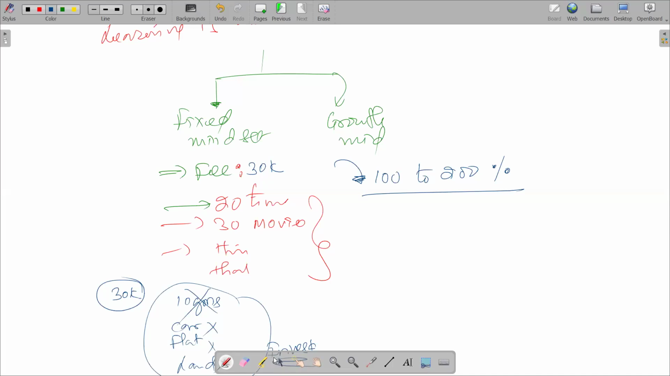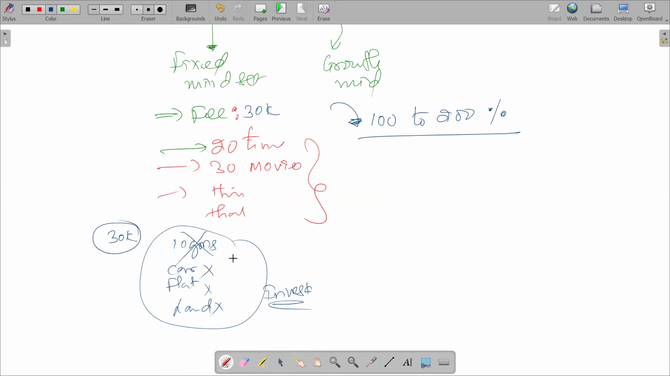Even if you purchase 10 feet of land with 30,000, that will not grow 100 times within 3 months or 6 months. Even if you purchase gold, it will not grow 100% within 3 months or 6 months. There is no possibility. Even if you purchase a flat, no.